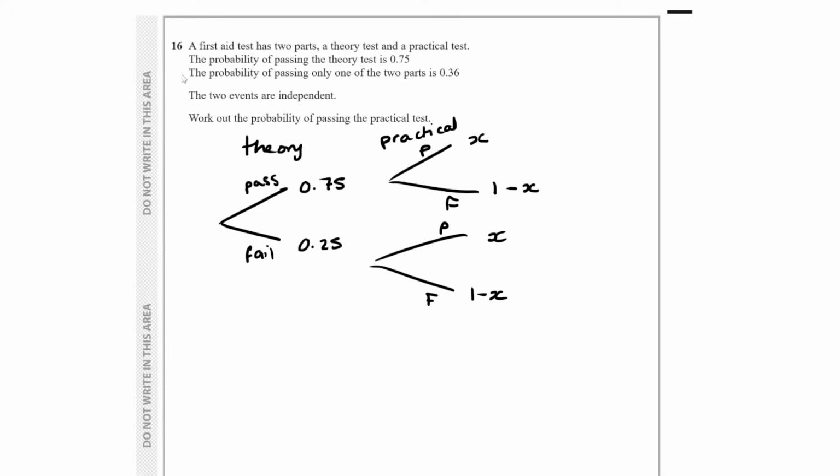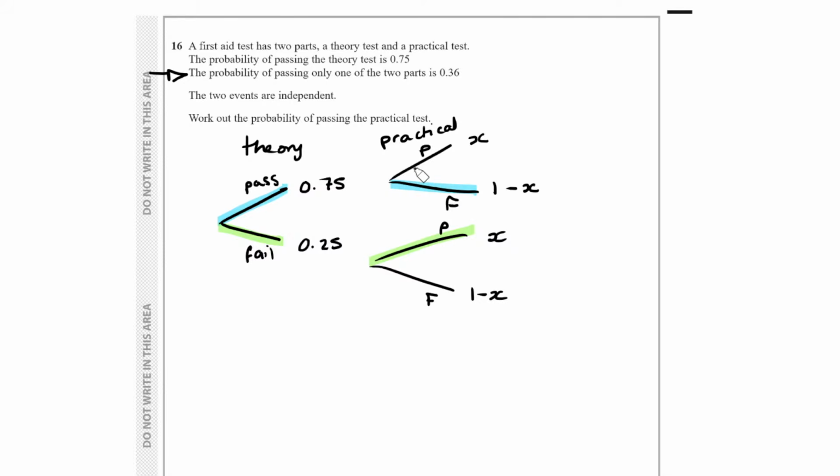Now, the key part here is this sentence. The probability of passing only one of the two parts is 0.36. So imagine you were asked to work that out. What is the probability of passing only one of two parts? Okay, I could pass the theory, but then I'd have to fail the practical. Or the other option is I could fail the theory and pass the practical.